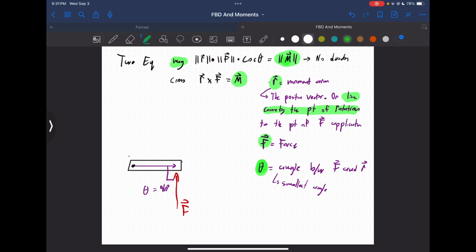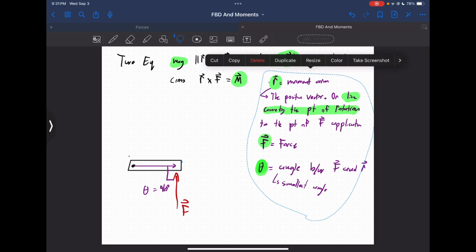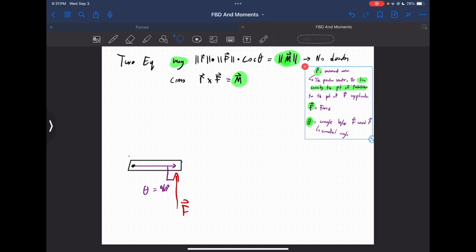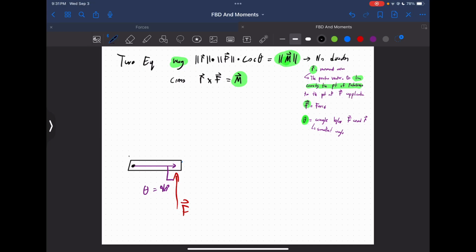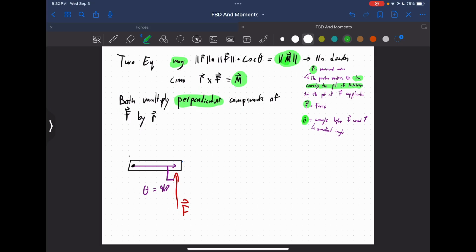And so we're going to shrink this up, and we're going to talk about what each of these equations does. They both multiply perpendicular components of force by distance, or R. Saying perpendicular, why perpendicular?